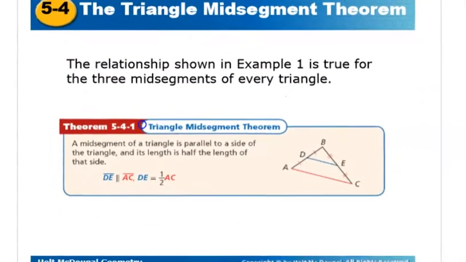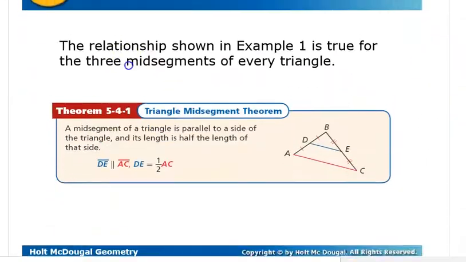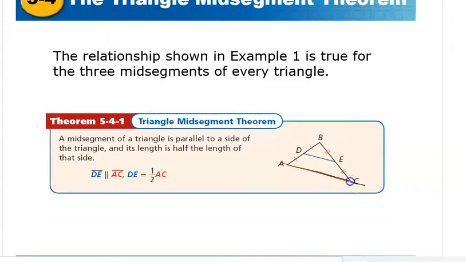So this is actually true for every midsegment. Every midsegment is going to be parallel to the other line there. You can kind of see which one it would be parallel to. And then the midsegment is always going to be half the size of that parallel line. So if this was 6, this would be 3. If this was 8, this would be 4. If this was 16, this would be 8. If this was 1,000, this would be 500. Okay?